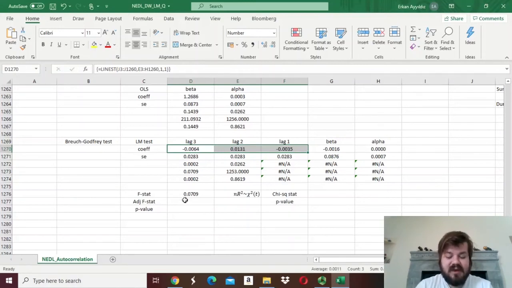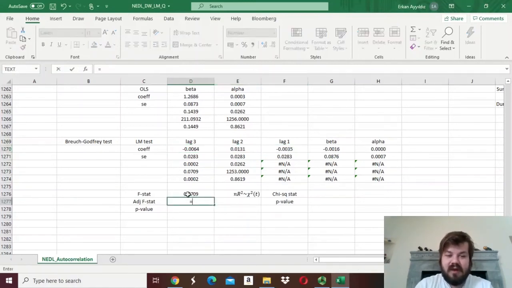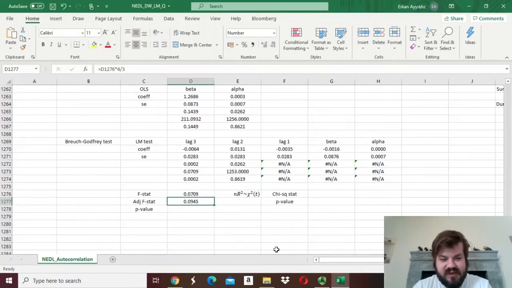So in this case, we'll just need to multiply our F-stat by the number of regressors in the original model, so 4, and divide it by the number of lags that we're using, so here it's 3. So our adjusted F-stat would be slightly higher at 0.0945.